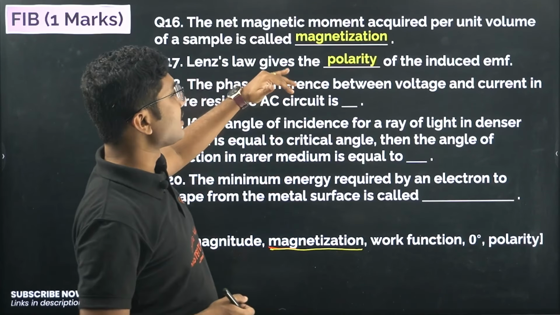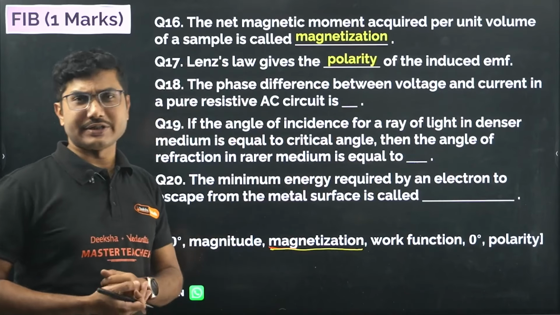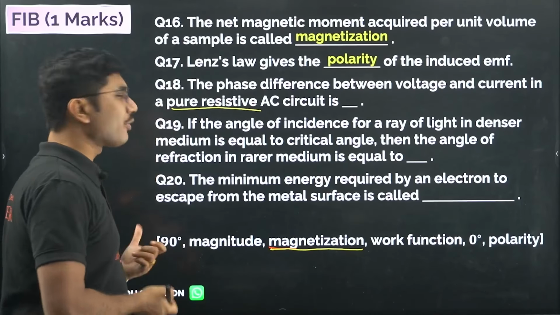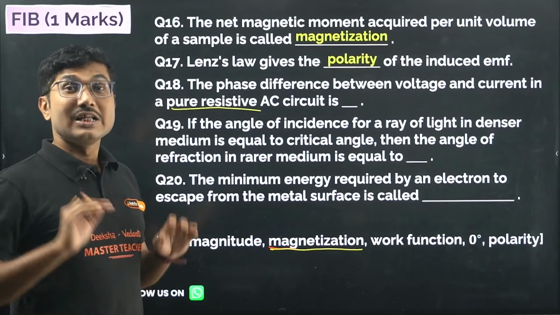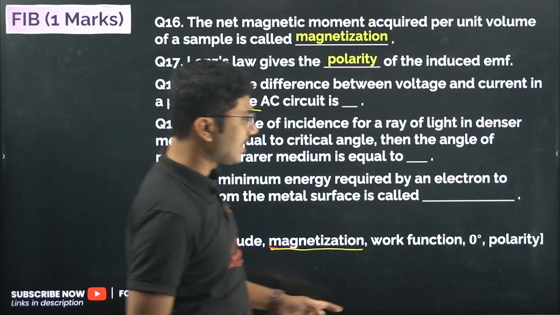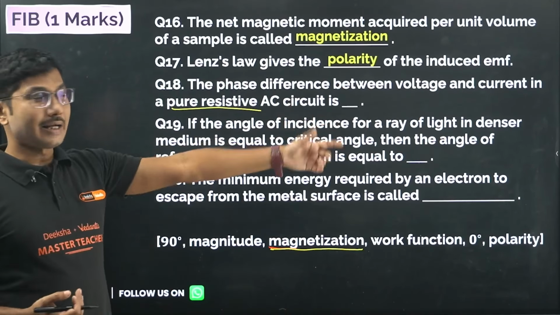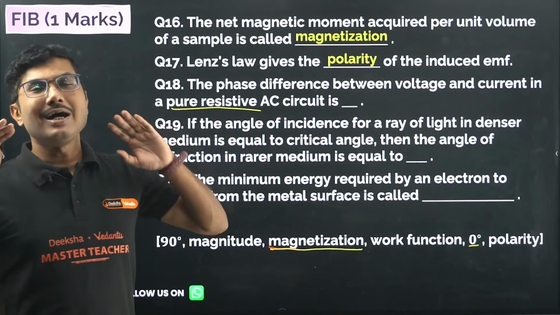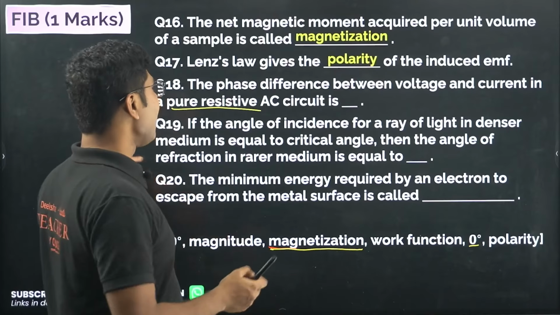The phase difference between voltage and current in a pure resistive AC circuit. So it's a pure resistive AC circuit. In a pure resistive AC circuit, the phase difference between current and voltage is 0. Here you can see there is a 90-degree option and a 0-degree option. Both could seem correct, but because it's a pure resistor, the phase difference between current and voltage is 0.